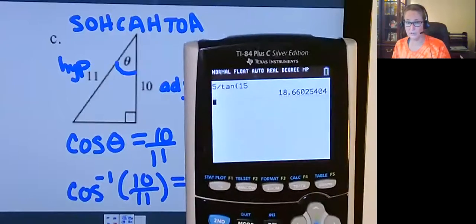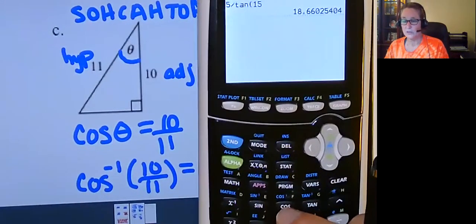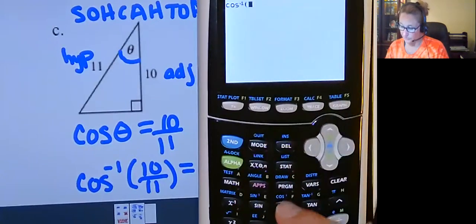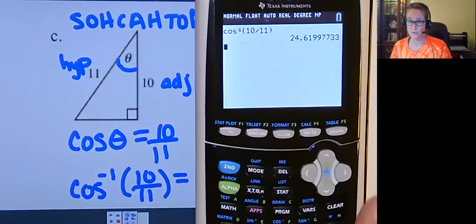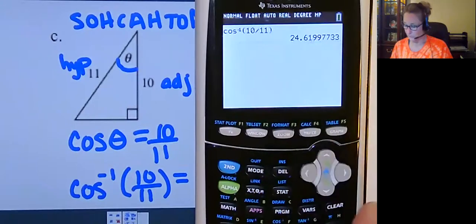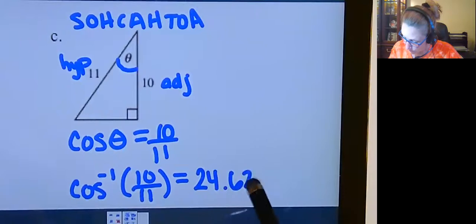So on my calculator, the cosine inverse is the one on top of the cosine, okay? So I have to do second cosine, and then I'm going to do 10 over 11, again, making sure my calculator is in degrees, and I get 24 point, let's say 62. I'm going to round that up to 62 degrees, so 24.62 degrees.